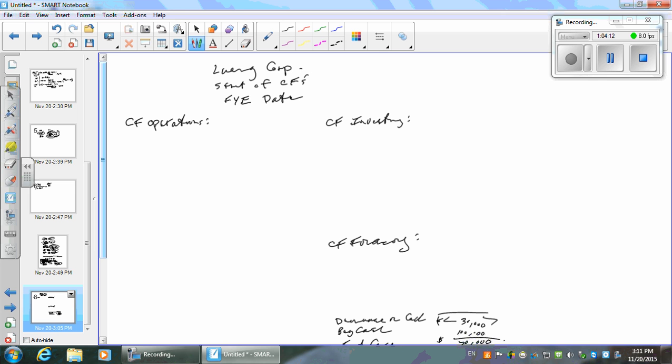Where do you want to start? I don't really care. Go in any order you want. Just make sure you take care of one account at a time. Do the whole account. Change in current assets. Leave some room at the top because you're going to want to put net income and depreciation. Does it matter what order it goes in? Yeah, you should put net income first. I won't mark off for it, but you should.